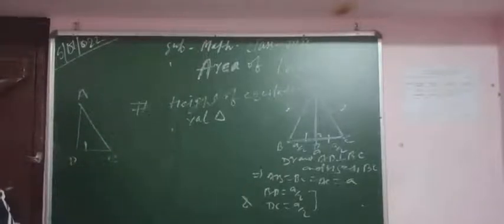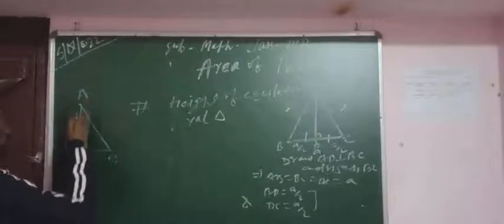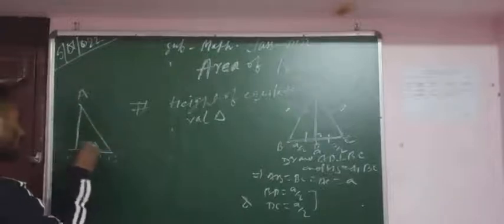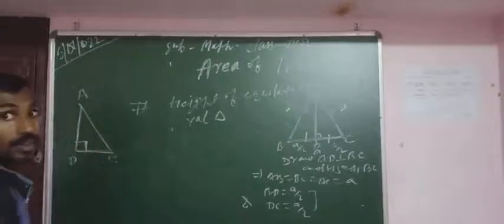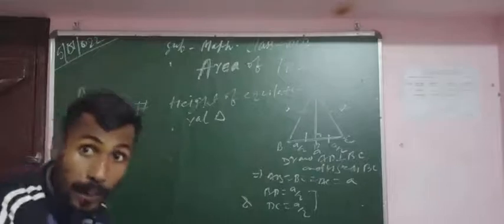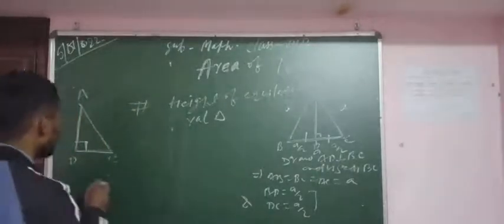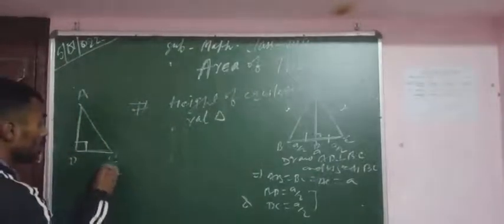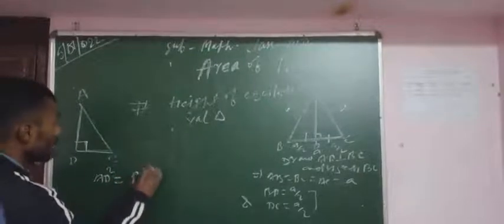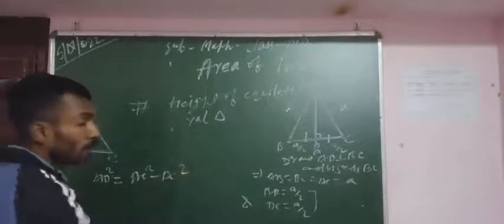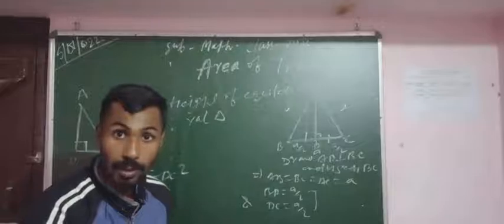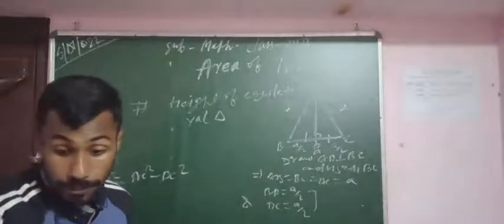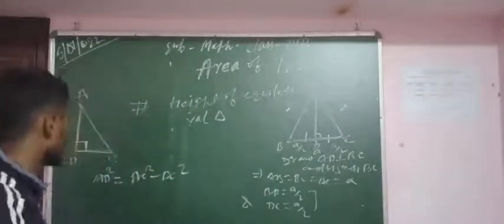Now look at this. Perpendicular means one angle is equal to 90 degrees in the triangle. This is a 90 degree, so it's a right angle triangle. In case of a right angle triangle, height, that means AD square should be equal to AC square minus DC square from the Pythagoras theorem.